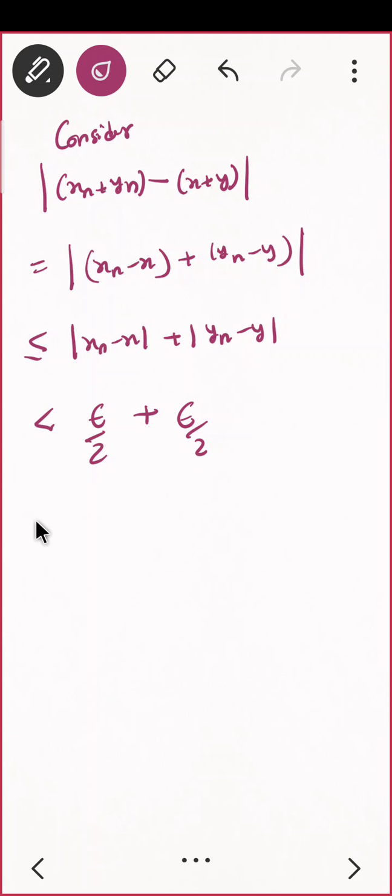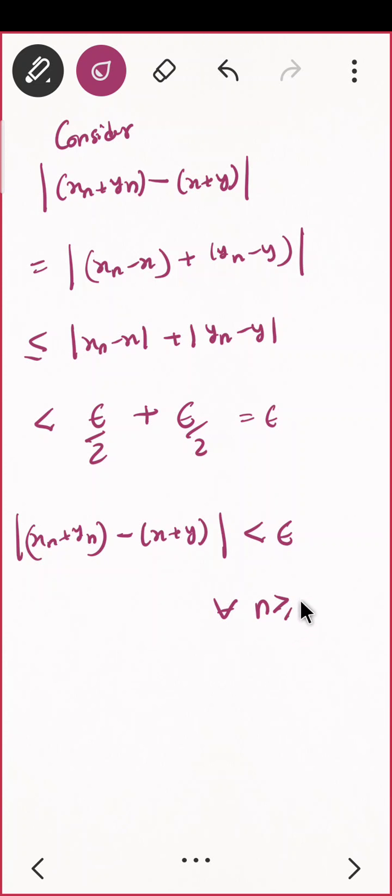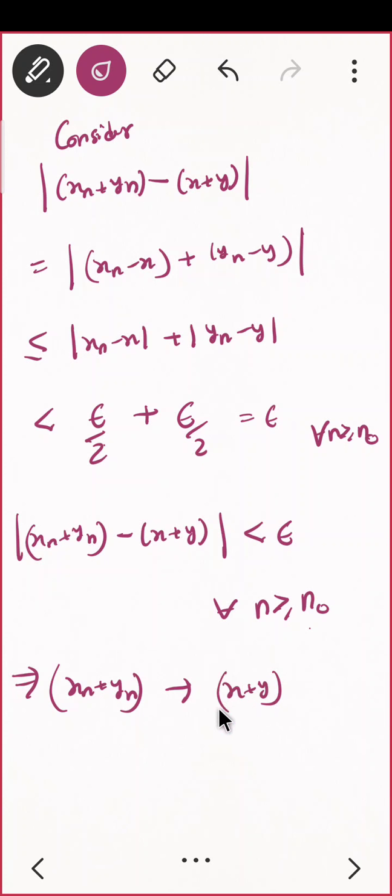So what did you prove? What did you prove? Mod of xn plus yn minus x plus y, that is less than epsilon for all n greater than equal to n naught. Do you agree? Because this is less than epsilon by 2 for all n greater than equal to n naught. This is also less than epsilon by 2 for all n greater than equal to n naught. So what does this imply? This implies that xn plus yn converges to x plus y. That's it. Hence proved.